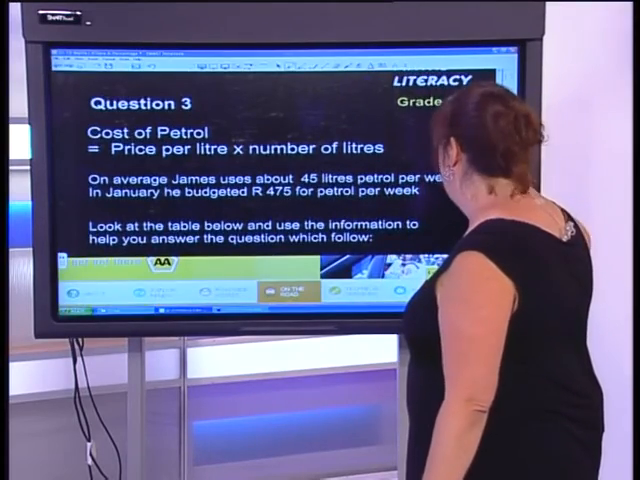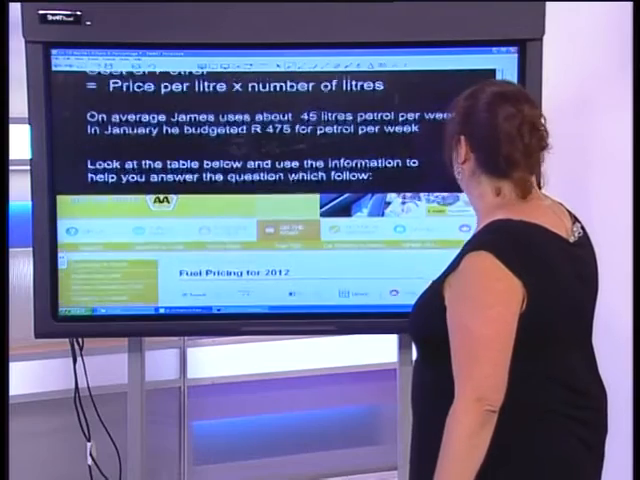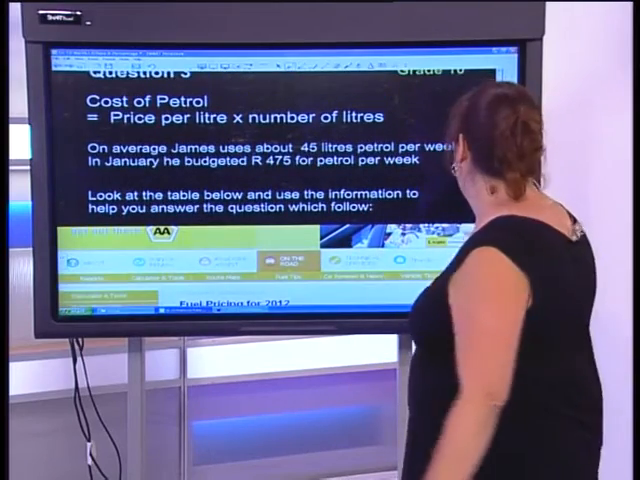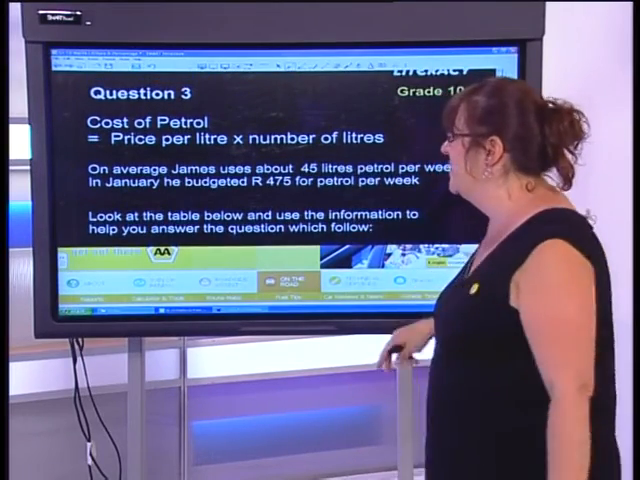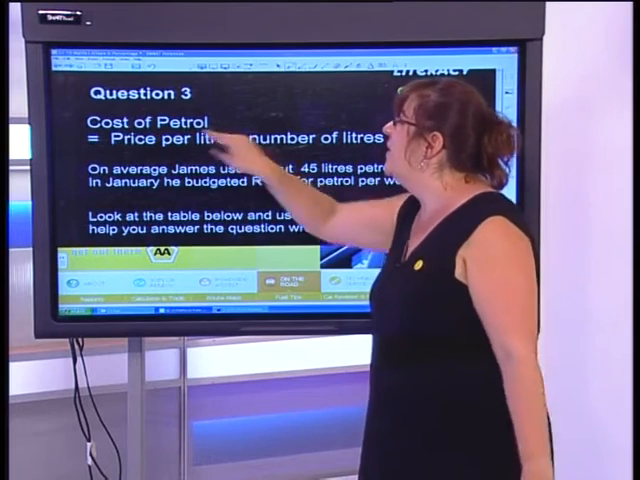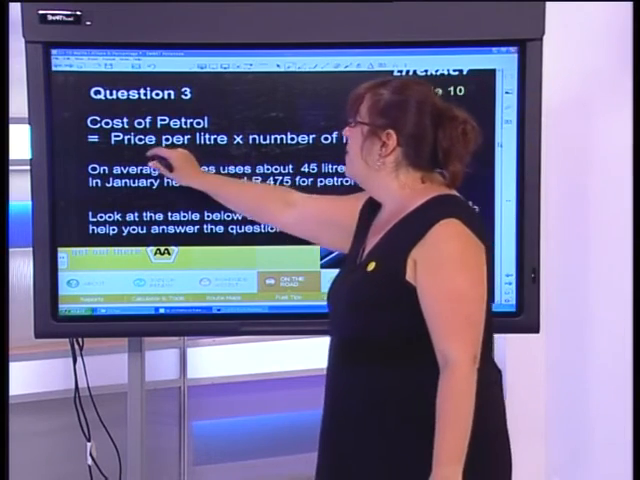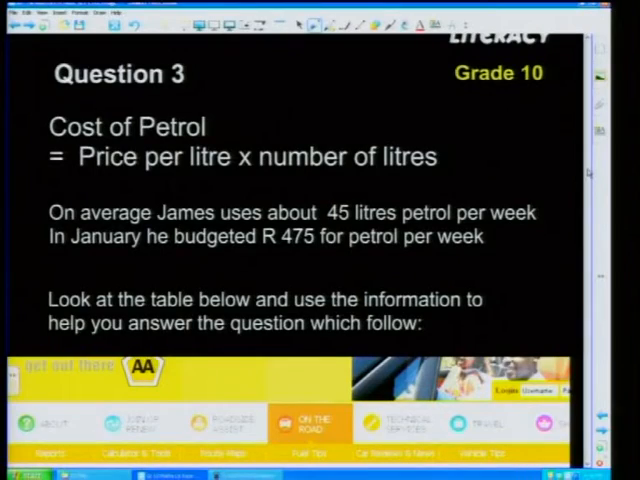Right. Love this question. Okay. So I'm going to read through the question, and I'm going to see how far we can actually get before we have to take another break. So we're looking at the cost of petrol. Price per litre. There is my rate.